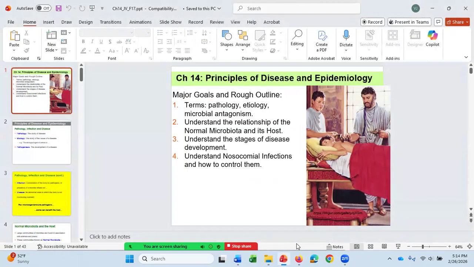All right. Chapter 14, the principles of disease and epidemiology. Obviously know the terms. To know all the terms, you should really learn the objectives. 2, understand the relationship of the normal microbiota and its host. 3, understand the stages of disease development. And 4, understand what nosocomial infections are and how to control them. Any questions about what we're going to be covering?